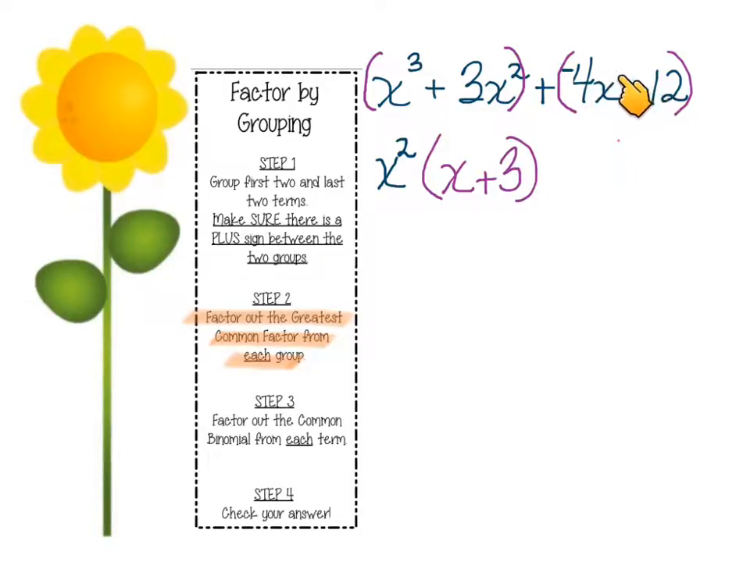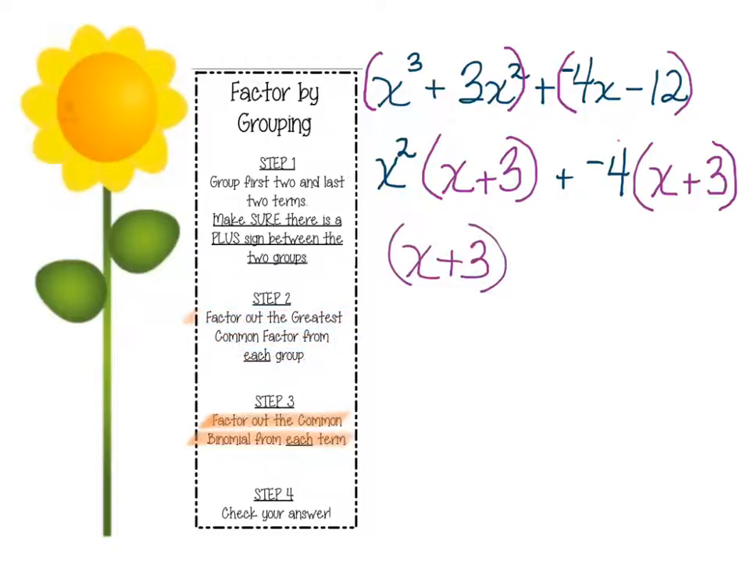But in this case, again, it's pretty obvious that both of them contain a negative and also a 4. So I'm going to factor out a negative 4. And as a result, I'm going to get positive x plus 3. And step 3, we're going to factor out x plus 3. And again, when you remove an x plus 3 from this group and this group, what you're left with is what is in blue. And that gives us an x squared minus 4.